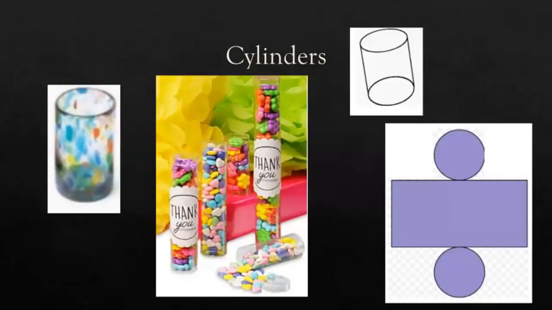Our cups, our glasses, our cans. So this is what a cylinder would look like if we unfolded it. So we have the two circle tops, and then the side is actually just a rectangle. It seems a little strange when you first think about it, but if you unroll the label of a can, it goes all the way around, it looks circular, but when you unroll it, it's really just a rectangle. So those are our cylinders.